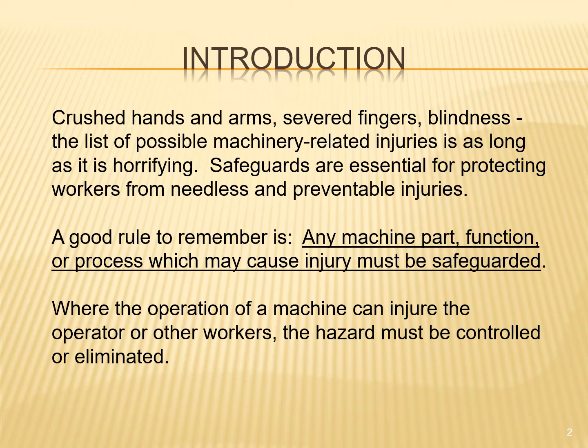Introduction. Crushed hands and arms, severed fingers, blindness. The list of possible machinery-related injuries is as long as it is horrifying. Safeguards are essential for protecting workers from needless and preventable injuries. A good rule to remember is any machine part, function, or process which may cause injury must be safeguarded. Where the operation of the machine can injure the operator or other workers, the hazard must be controlled or eliminated.